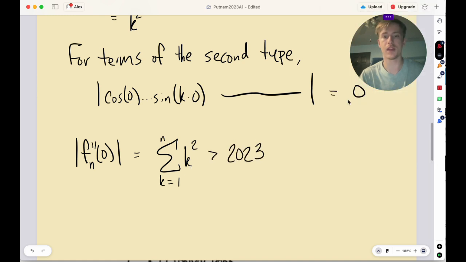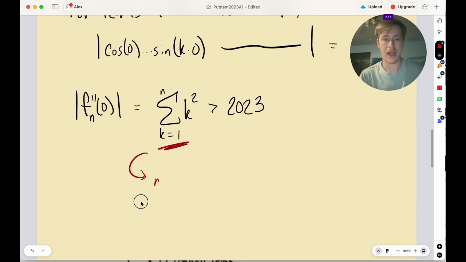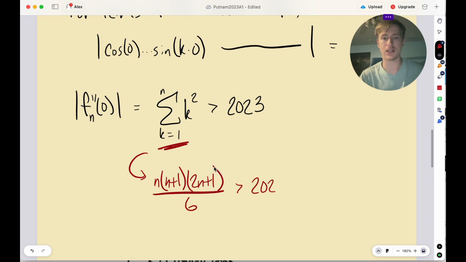Okay. Now, how are we going to do that? Well, this is one of Gauss's formulas, right? And this is actually evaluated to be n times n plus 1 times 2n plus 1 all divided by 6. And we need that to exceed 2023. We want to find the smallest n that exceeds that. Okay? Now, if you didn't know that, if you didn't have that memorized, this is bounded below by n cubed.